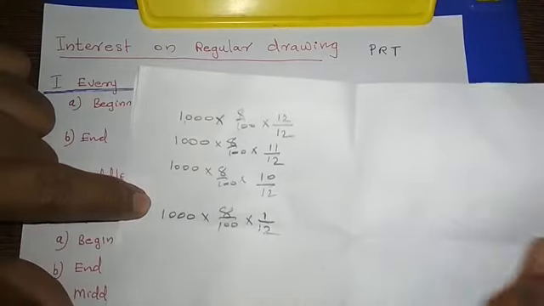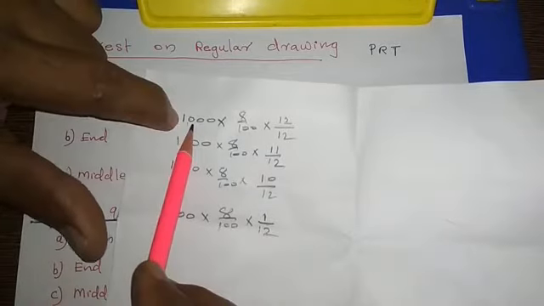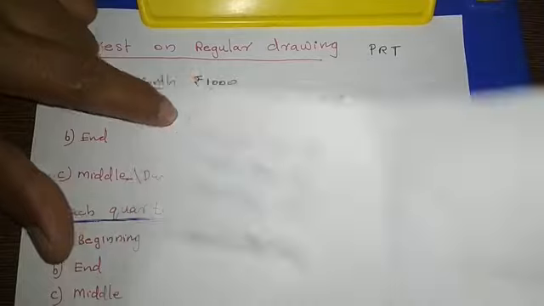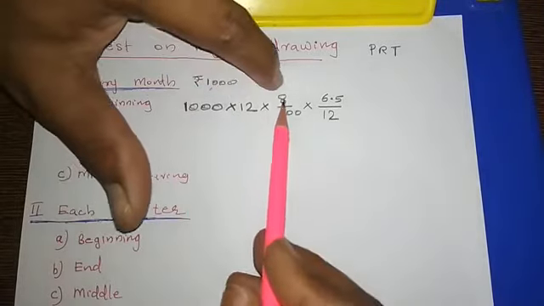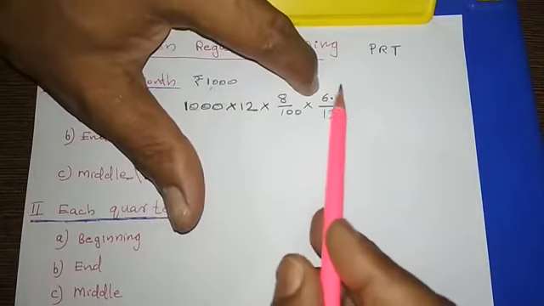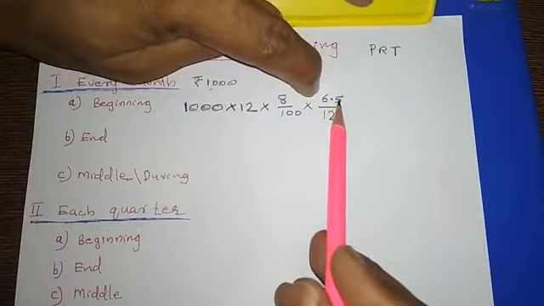That is why one shortcut method is there. According to the shortcut method, instead of taking this 1000, we are taking the total drawings. So the total drawings come to 1000 into 12, 8 upon 100, that is the rate, and the average we are taking 6.5 upon 12. How does this 6.5 come?